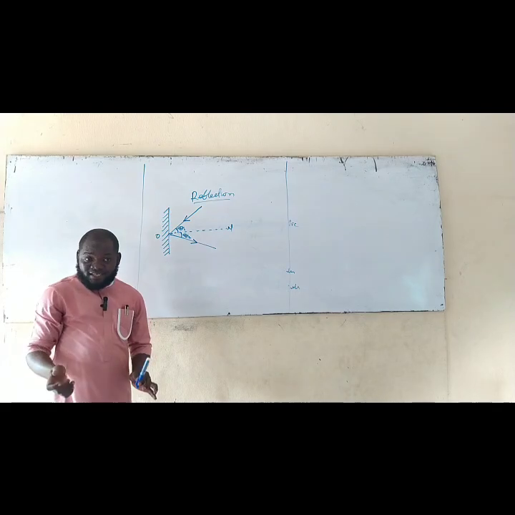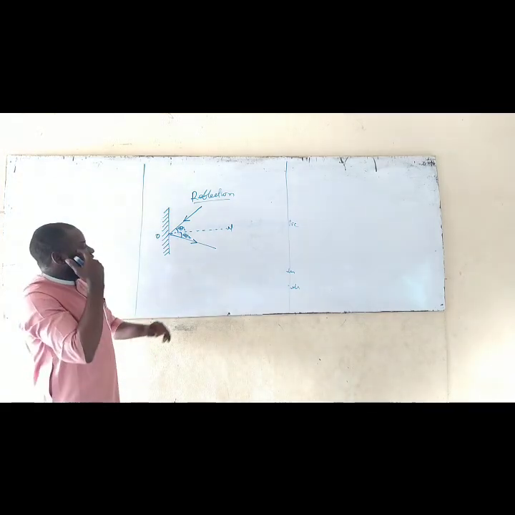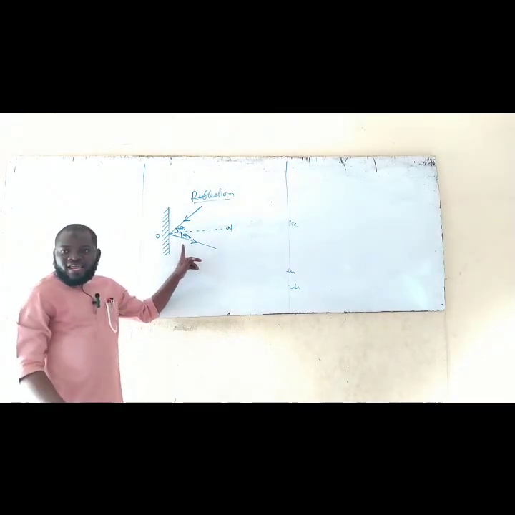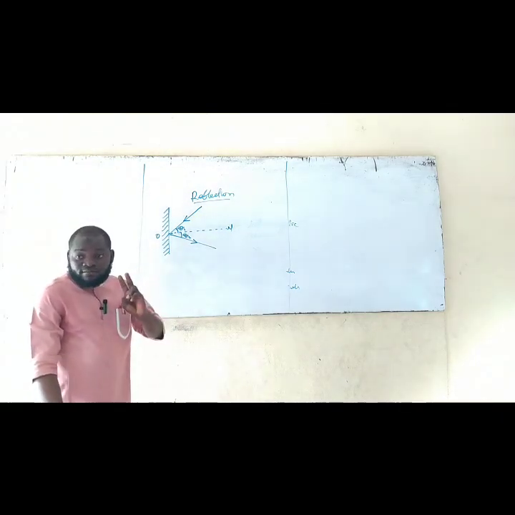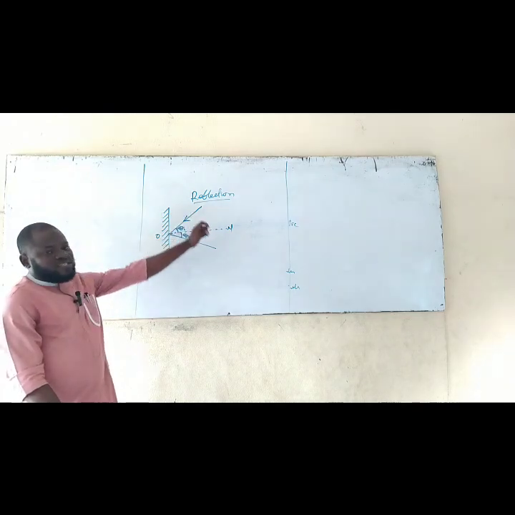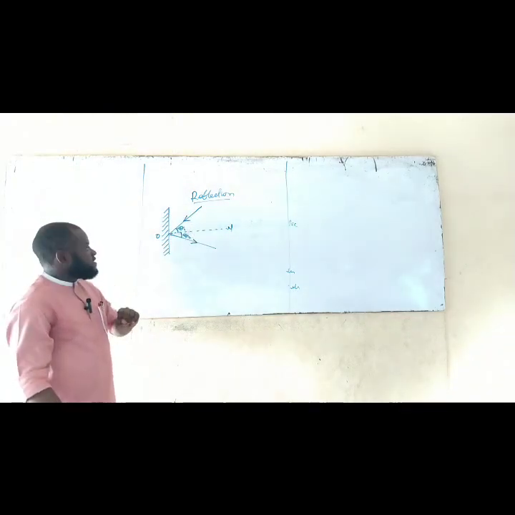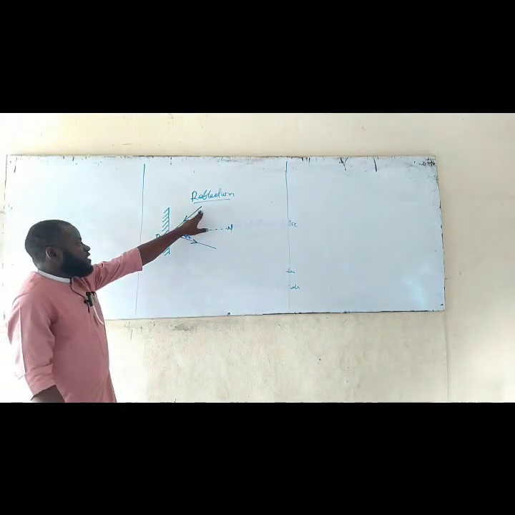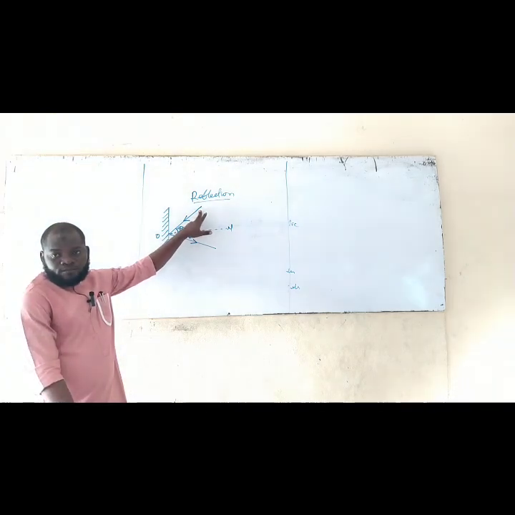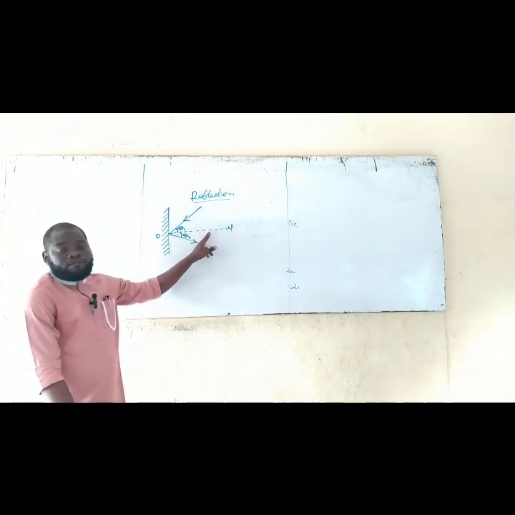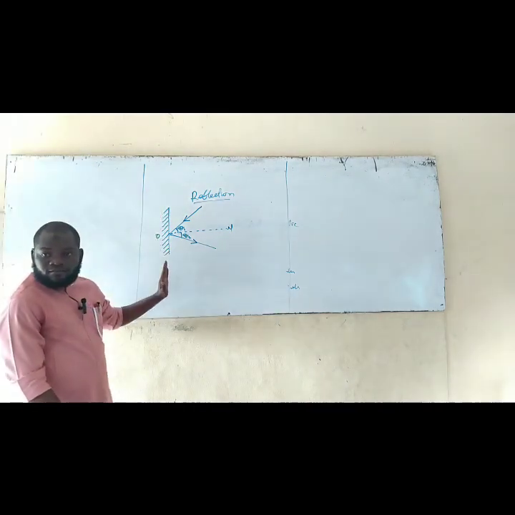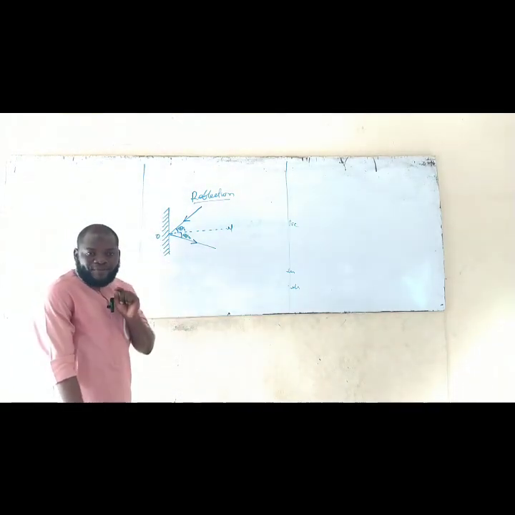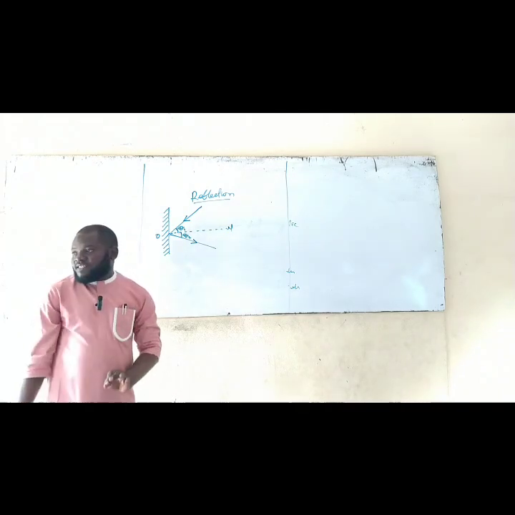Am I making sense? Are you getting this now? Now, there are two laws that can help you here. How many laws? Two laws. The first one says the incident ray, the normal, and the reflected ray all lie on the same plane at the point of incidence.